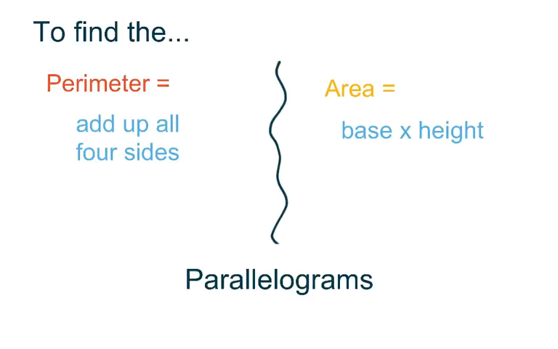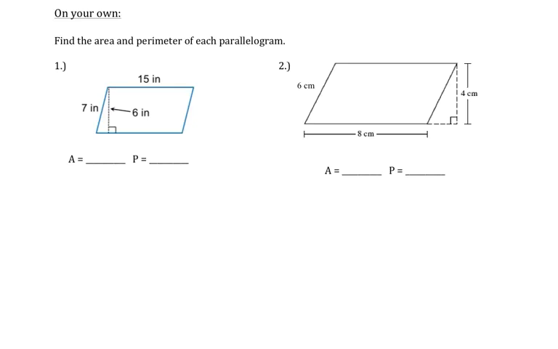So to review, to find the perimeter of a parallelogram, you're going to add up all four sides, the outside of the shape, and in order to find the area, you're going to multiply base times height. Once again, remember that the base and the height create that right angle. At the bottom of your paper you have two example questions that look like this. So go ahead and pause this video and on your own find the area and perimeter of each parallelogram, and then hit play, and I'll show you the correct answers so you can check your answers.